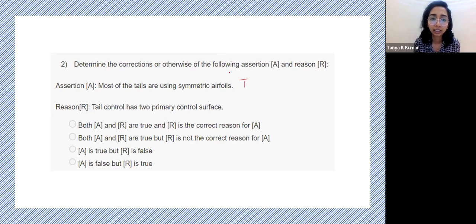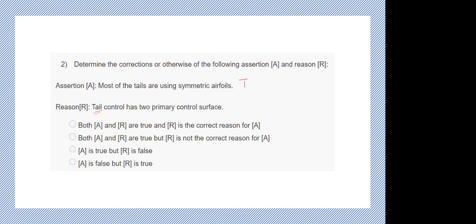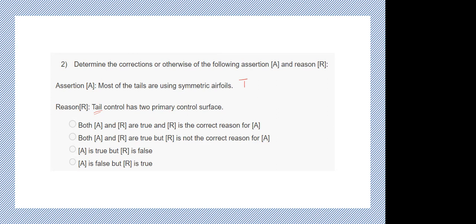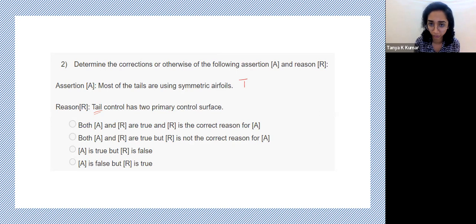Now, tail control has two primary control surfaces. Here they just said tail. They didn't say horizontal or vertical. So does the tail have two primary control surfaces? Yes, it has. So the horizontal tail has elevator and the vertical tail has rudder. And they mentioned primary control surface. What would a secondary control surface be? Like our high lift devices, flaps, spoilers, tabs. Yes. Trim tabs are the secondary control surfaces.